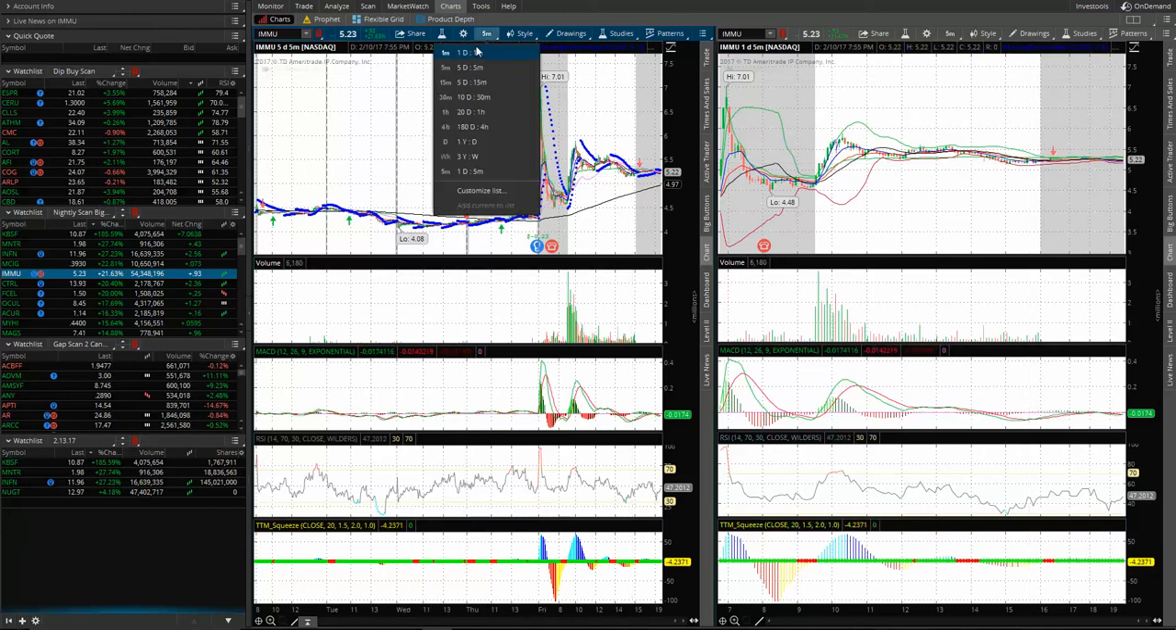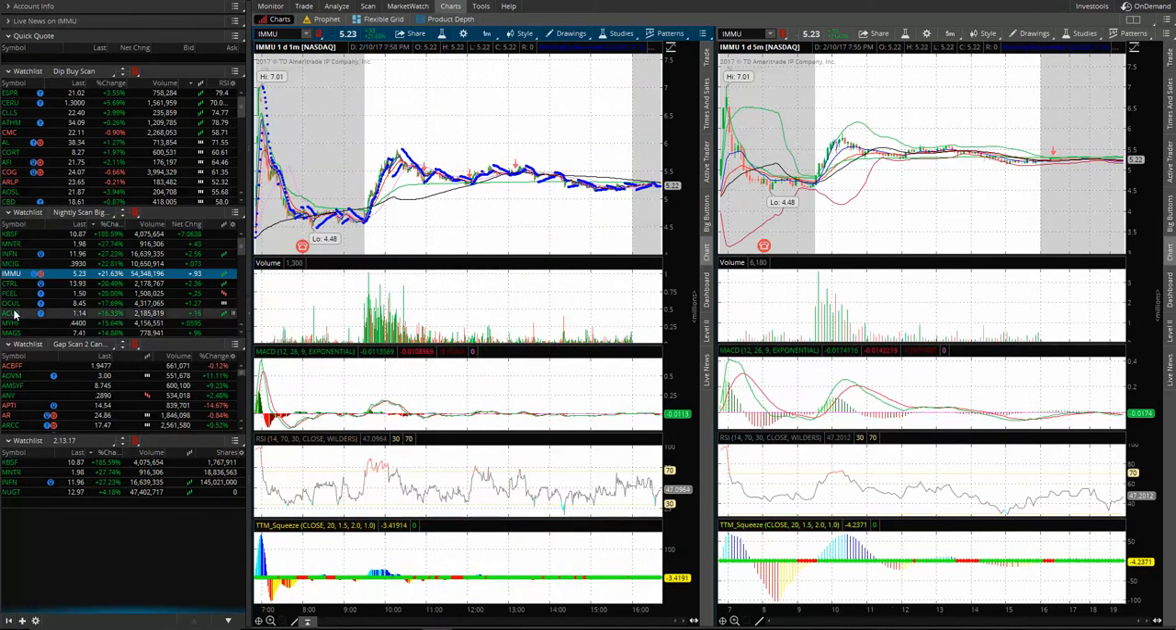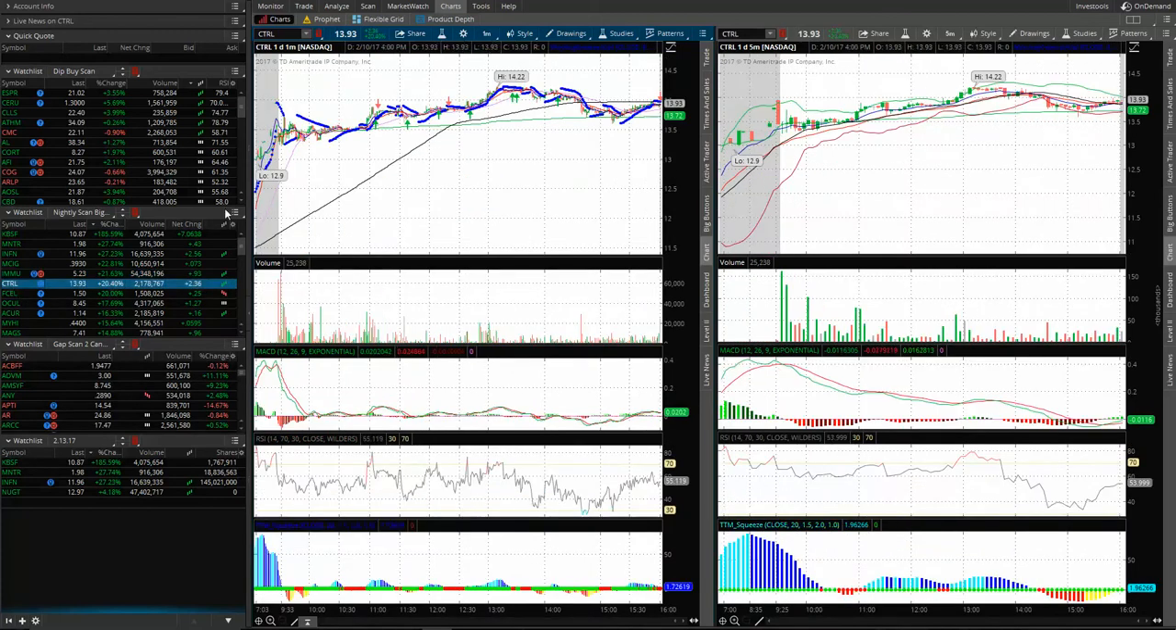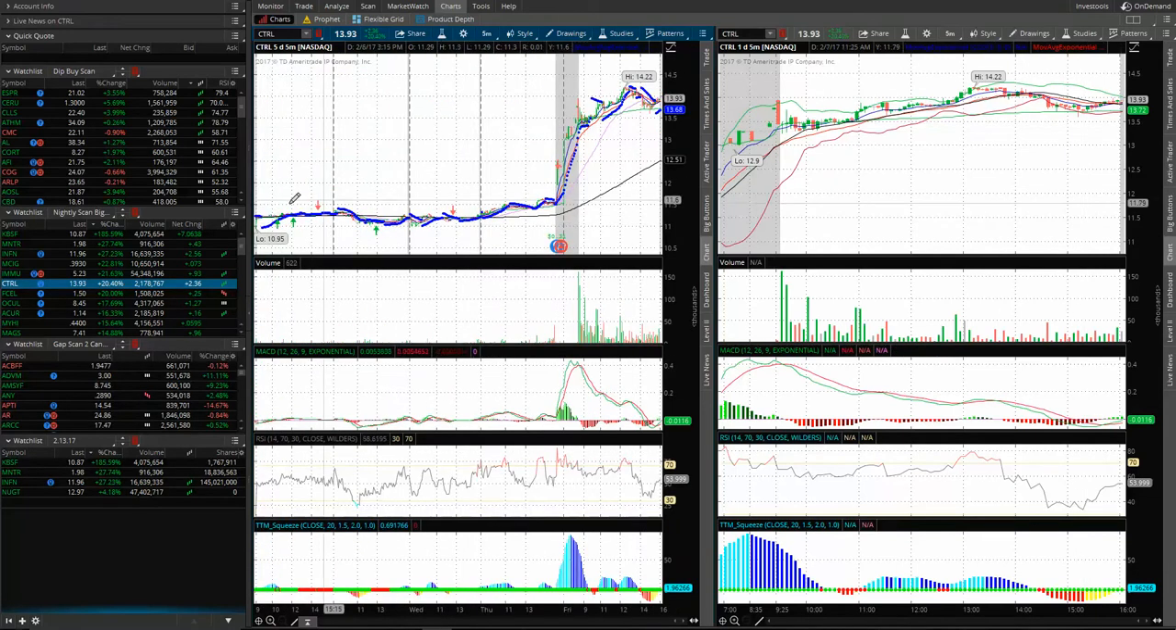I'm just gonna look for stocks right now that are holding their highs. CTRL. This is a stock that in the pre-market was at 12.90, and it kind of ripped all the way up to 14.22. Gave back some of those gains, and now it's slowly consolidating upward again. If you want to see what it was over the last 5 days, 5 days ago this was at 10.95. So it's been steadily climbing.